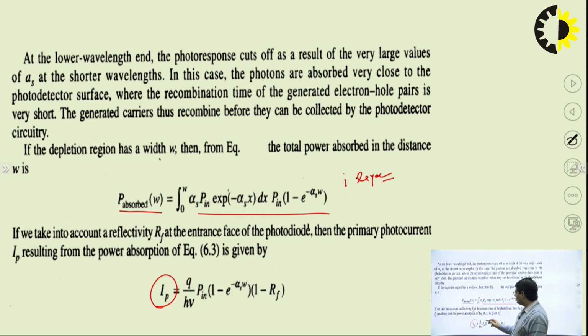So this depends upon the charge on the electron, the energy of the photon h nu, P in, that is the incident optical power, and 1 minus e raised to power minus alpha w, where w is the distance or width and alpha is the absorption coefficient. We know that the photocarriers are generated corresponding to the absorbed light only. So here we have taken 1 minus reflected light. So corresponding to absorbed optical power we will get the photocarriers, and corresponding to that we will get the photocurrent IP.